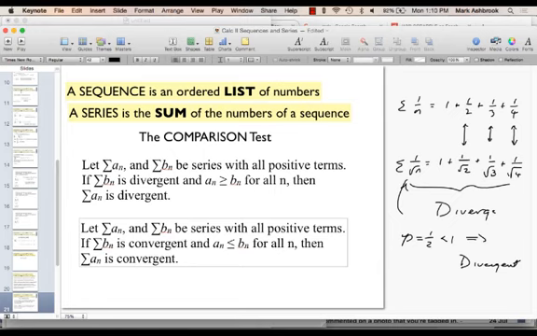Now this is for all positive terms, right? So these are series with all positive terms. This should make sense as well. You've got a convergent series, and you have another series, all of whose terms are less than the ones that sum up to a convergent value. So what about the sum of those? It should make perfect sense that those would have to sum up to be convergent also.